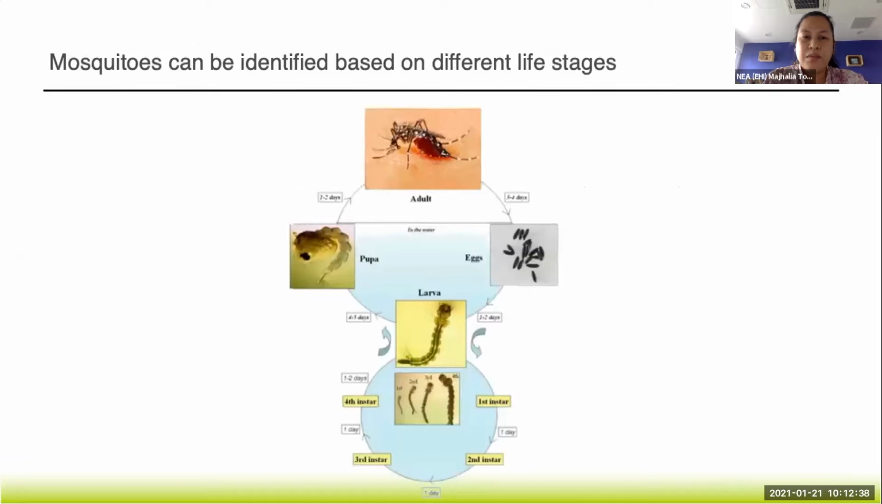So mosquitoes can be identified in different life stages. However, there are certain stages that are more accurate for use in identification. These will be the adults and the larvae. However, for eggs and pupa, you can still use them for identification, at least to the genera level.